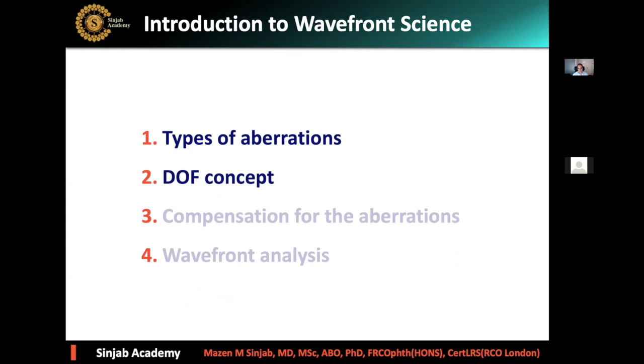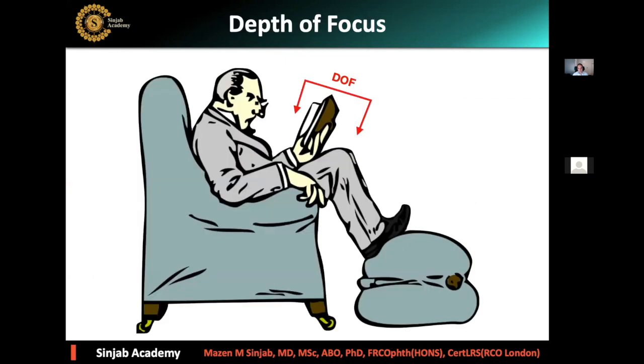What is the depth of focus? Let's assume that this gentleman who is 70 years old and doesn't have accommodation and still can read the book with his glasses, of course, and he can bring the book forward and backward and still can see the letters clearly in spite of no accommodation. All right? We call this the depth of focus. So the depth of focus doesn't have anything to do with accommodation.